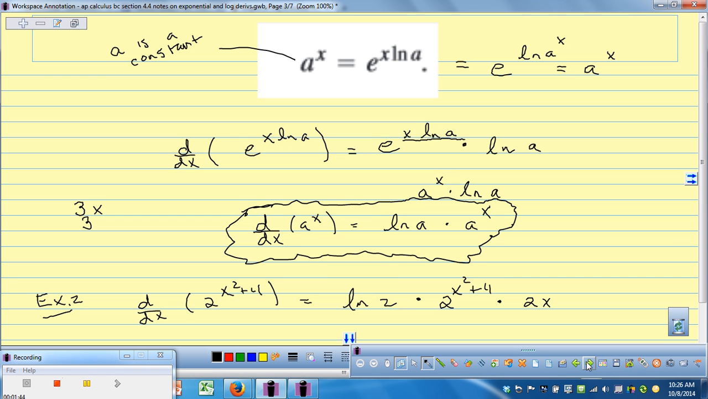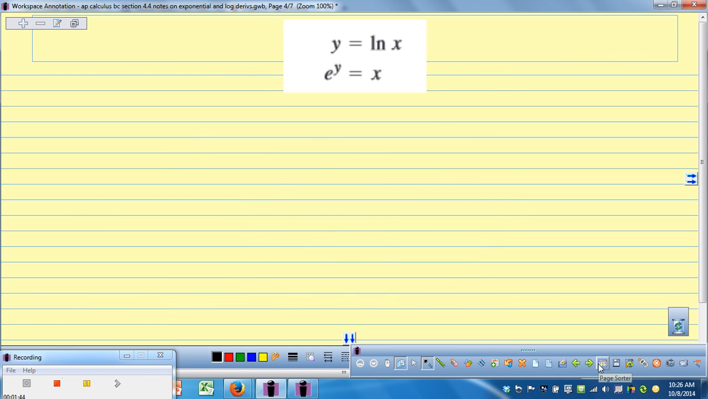So, moving on. All right, come on, we got to get through these others. Okay, the next one that we want to take the derivative of is natural log of x.